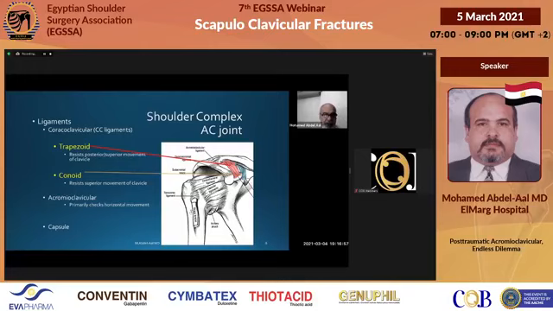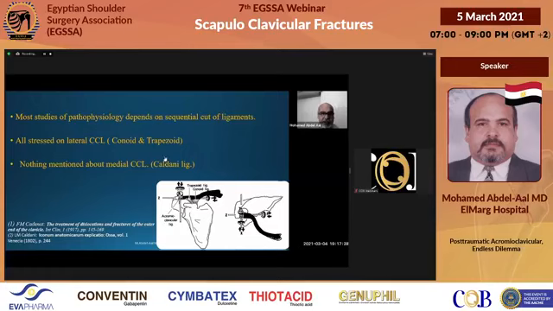Regarding the coracoclavicular ligaments, we have the trapezoid and the conoid ligaments, and these are concerned with two types of motion limitation. The trapezoid resists the superior movement of the clavicle, and the conoid resists the superior movement of the clavicle. While the acromioclavicular ligament is concerned with checking the horizontal motion of the acromioclavicular joint.